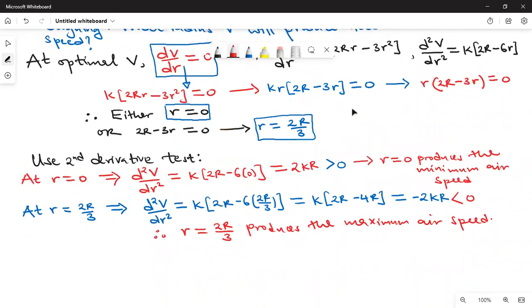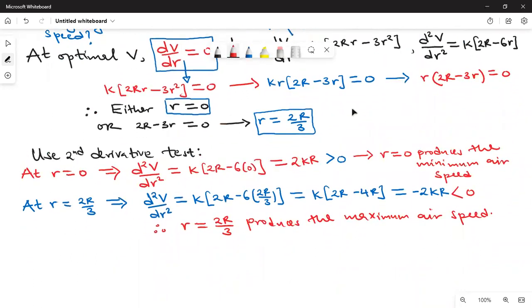So when you find any other question involving univariate optimization, you should be able to tackle it. It is easy as long as you are able to find the first derivative and the second derivative.